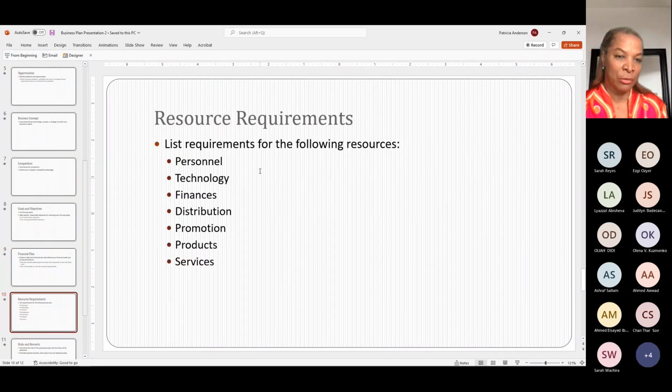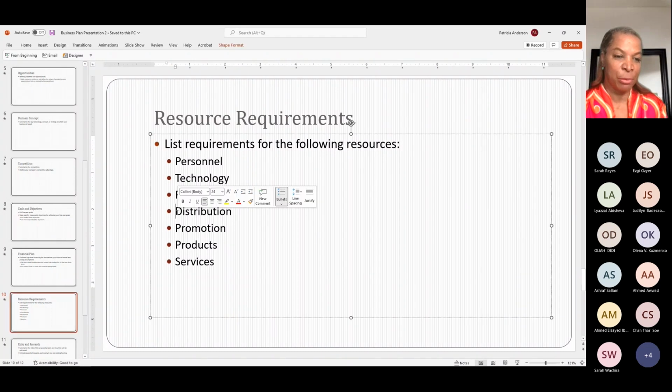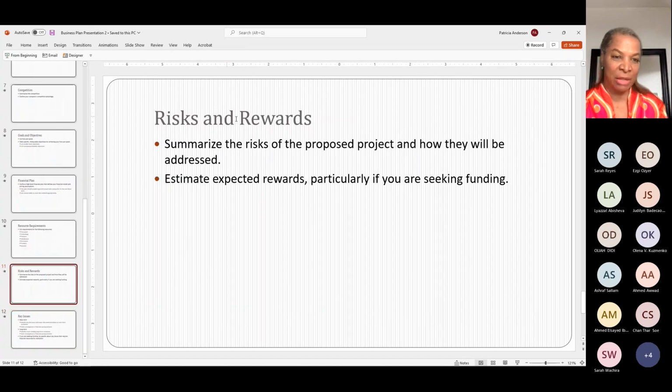You want to identify what kind of resources you need for this business, right? The personnel, the technology, the money, distribution. If you have a product, you have to identify distribution channel. How am I going to get my product to the customer? Promotion. This is where the marketing comes in. How am I going to let people know about my product or service? And then the products and services you have. And then any risks and rewards.